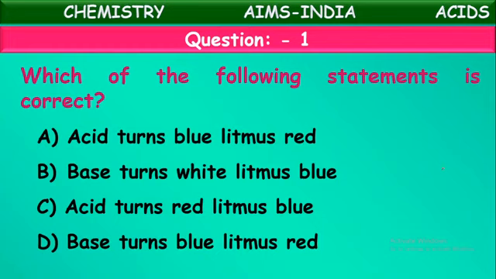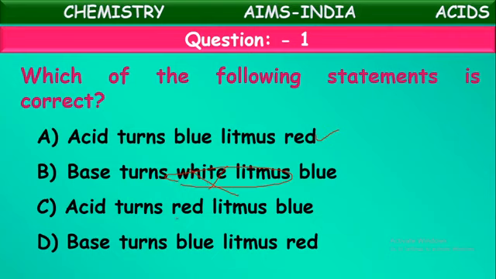Check it one by one. Acid turns blue litmus red. Yes. Blue litmus paper when dipped into acid solution, immediately its color changes to red color. So first statement is correct. Let us check the remaining also. Base turns white litmus. So white litmus itself is not available. Litmus is available only in two colors. So it is wrong. Next one.